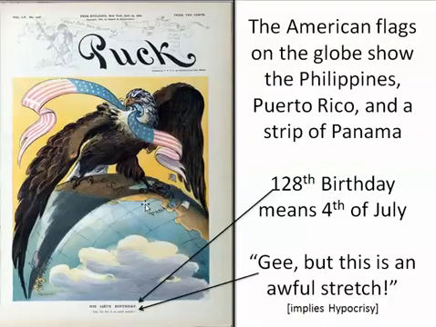And here's a cartoon of the American eagle with his claws sunk into Central America, and down here at the bottom it says his 128th birthday, meaning the 4th of July, and then it says "G, but this is an awful stretch" because we see the flags in the Philippines and in Panama and over in Puerto Rico, and it's implying here that we're hypocrites, that we ourselves have independence but we didn't give it to these islands, so this implies hypocrisy. So the American flags go up, yeah, okay, there you go.